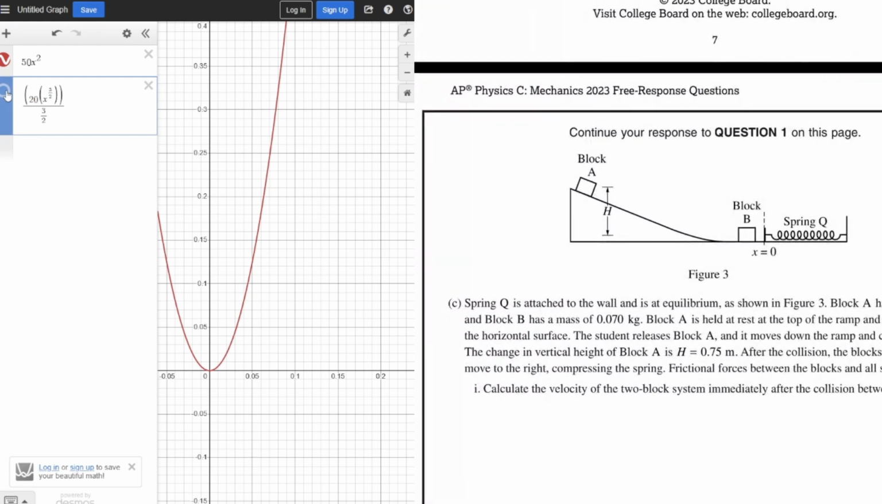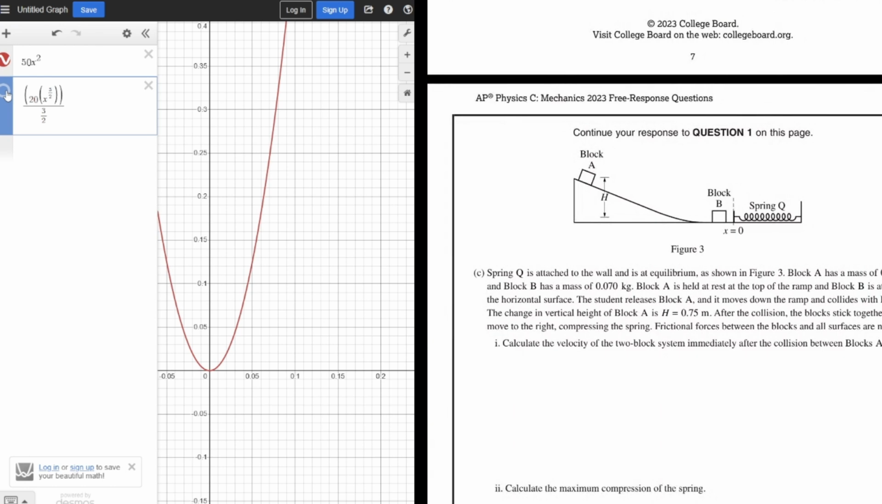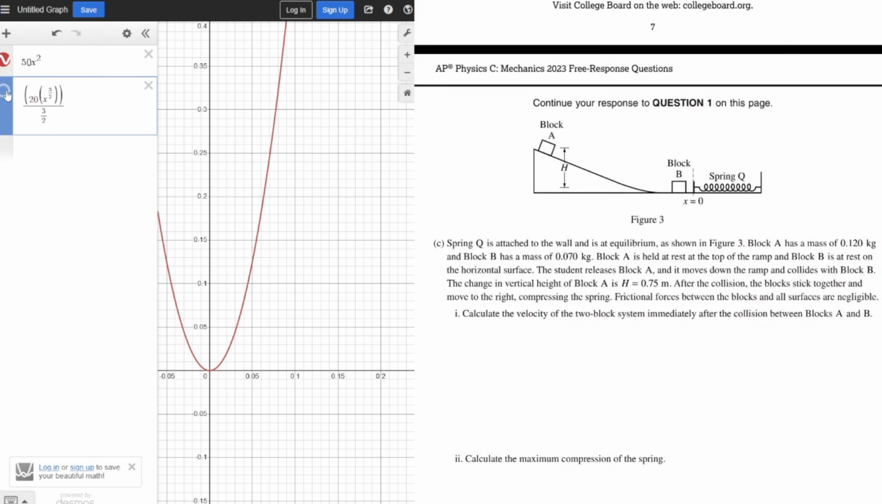So now let's do this question. Oh wow, this is a long question. Okay, spring Q is attached to the wall and is at equilibrium as shown in figure 3. Block A has a mass of 0.12 kilograms, so I'm going to write that there. And block B has a mass of 0.07 kg. Block A is held at rest at the top of the ramp, and block B is held at rest on the bottom surface. Student releases block A, and it moves down the ramp and collides with block B.